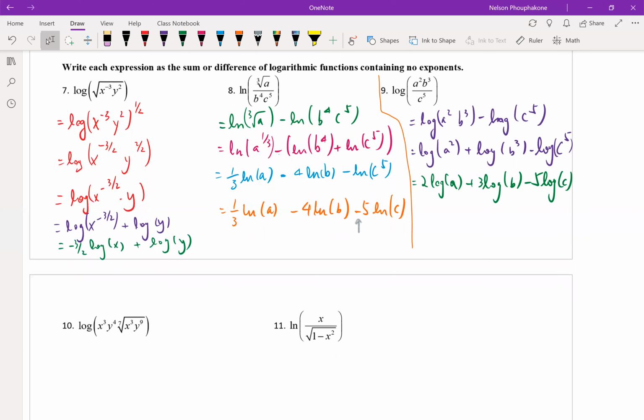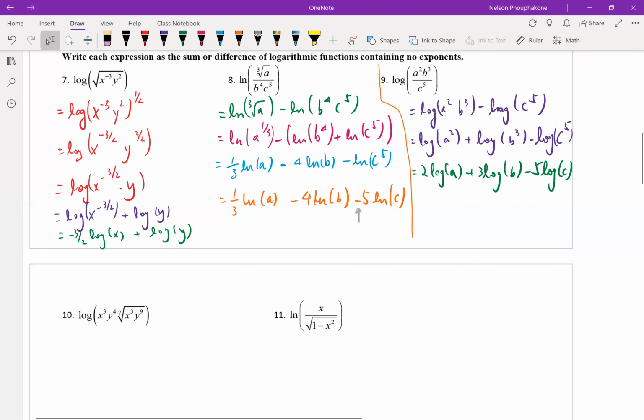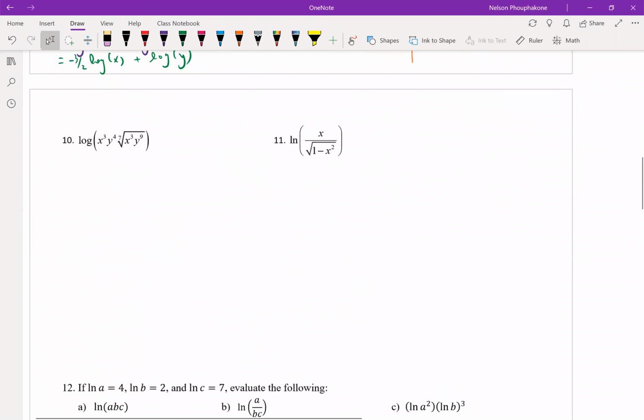Now again, to do this type of problem, you need to practice. Okay. Then let us look at the next 2 problems. It seems that it's a little bit harder. Okay. So again, I would like to take care of anything inside here, right? So I will have log of x to the power 3, y to the power 4, and then now I will have this one right here. It will be x to the power of 3 over 7, y to the power of 9 over 7.